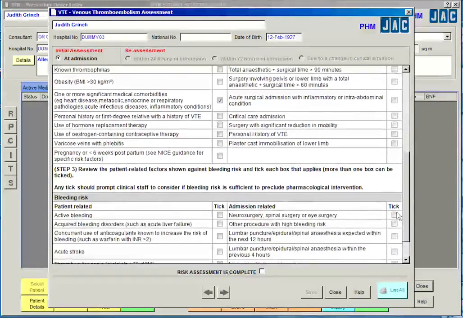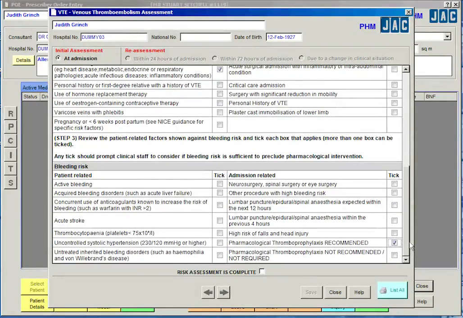Finally, step 3 is whether the patient is at risk of bleeding. It's important to note that any bleeding risk trumps any thrombosis risk. So what that means is if the patient is at risk of bleeding, they will not get prophylactic heparin. In this case, Judith does not have any bleeding risk, so we don't need to tick any of the boxes there.